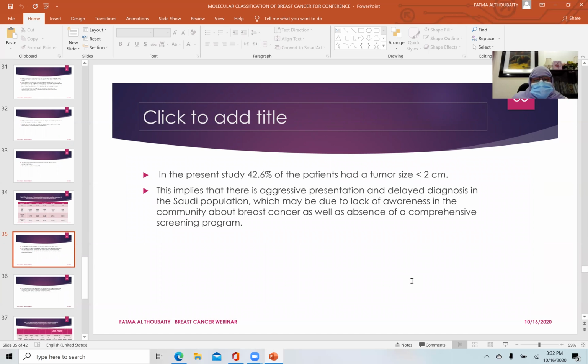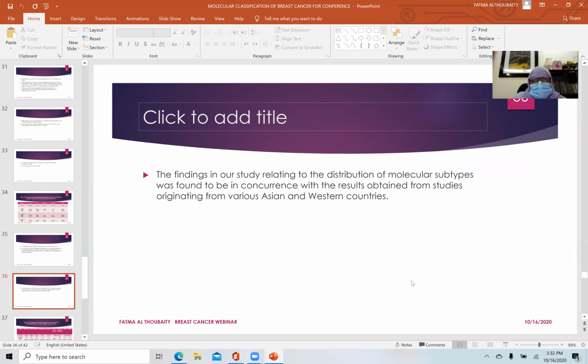In the present study, 42.6% of the patients had a tumor size less than 2 centimeters. This implies that there is aggressive presentation and delayed diagnosis in the Saudi population, which may be due to the lack of awareness in the community about breast cancer, as well as the absence of a comprehensive screening program. The findings in our study relating to the distribution of molecular subtypes were in concurrence with the results obtained from studies originating from various Asian and Western countries.